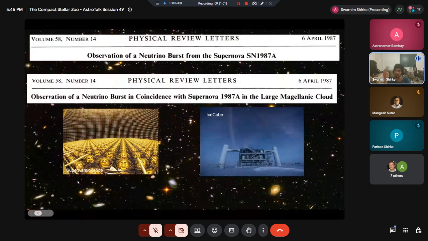And the third messenger is the neutrinos. Unfortunately, we do not have many events. Actually, we only have one event, which is long back, supernova 1987, where two independent observations of neutrino bursts were measured and mapped to a supernova event.